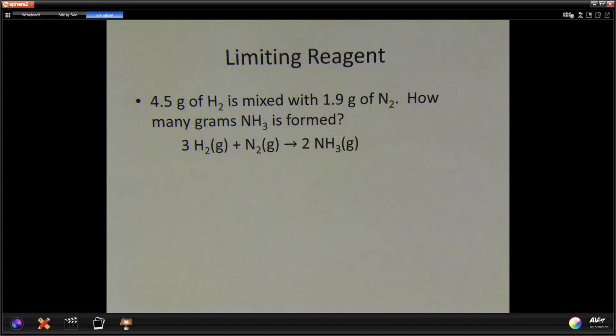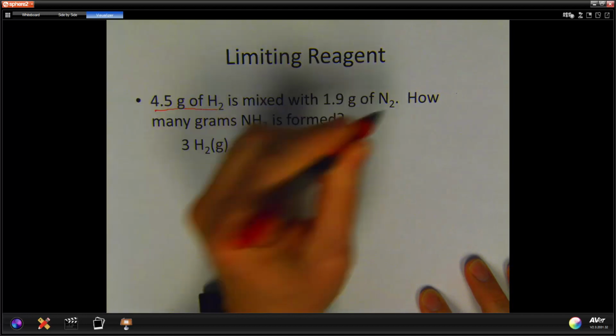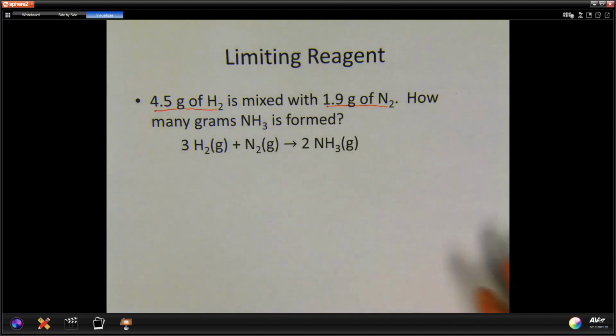So we have 4.5 grams of H2 mixed with 1.9 grams of N2. And the question is, how many grams of NH3 is formed? And then we're given the balanced equation.